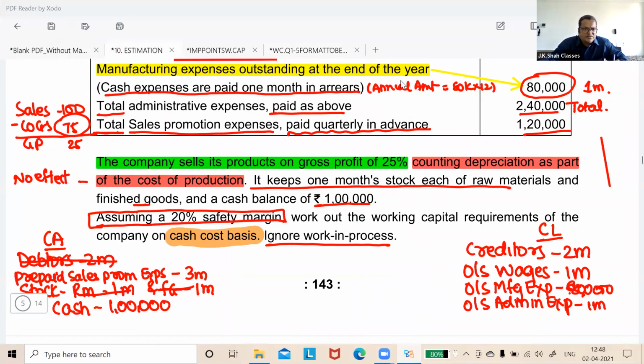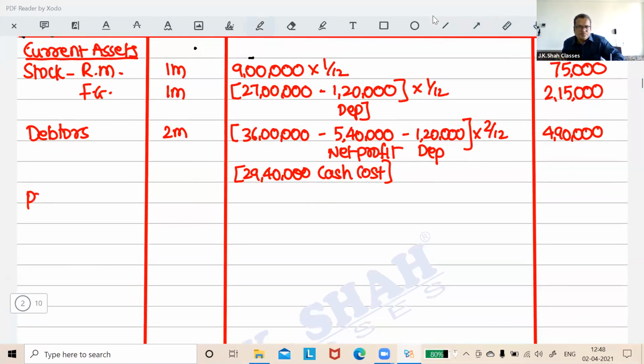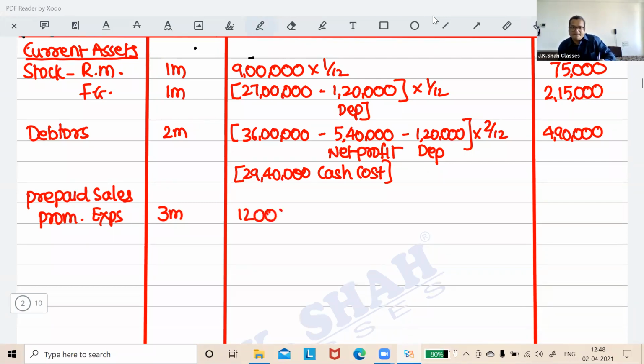Back to the question. We are done with debtors. We are done with stock. Okay, we are left with prepaid sales promotion expenses and cash. I mark both and we'll move. So let us write prepaid sales promotion expenses, 3 months. See, sales promotion expenses are 120. So 120 into 3 by 12 divided by 4. Now, so it will become 30,000.